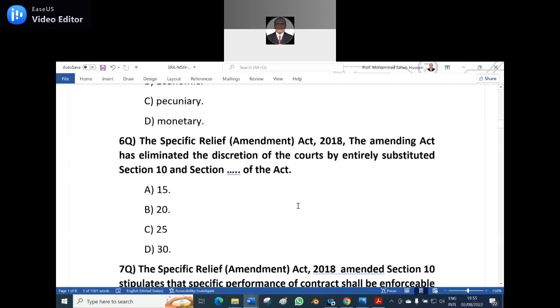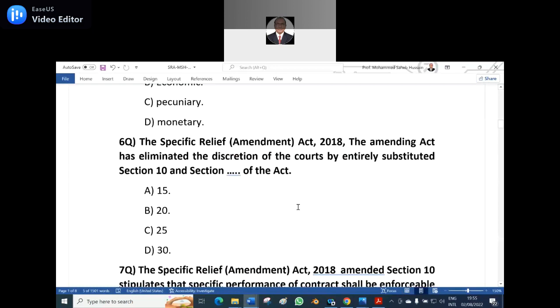The sixth question. The Specific Relief (Amendment) Act 2018, the Amending Act, has eliminated the discretion of the courts by entirely substituting Section 10 and Section dash of the Act. Option A, 15. Option B, 20. Option C, 25. Option D, 30. Option B, 20, is the right answer. That is Section 20 of the Act.